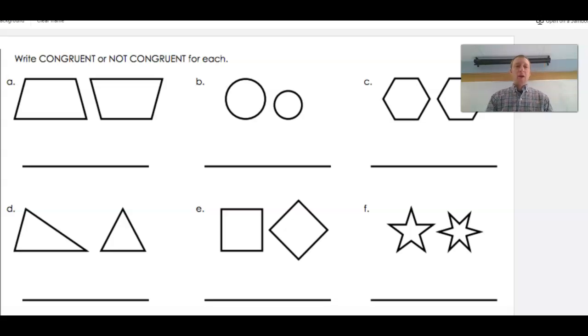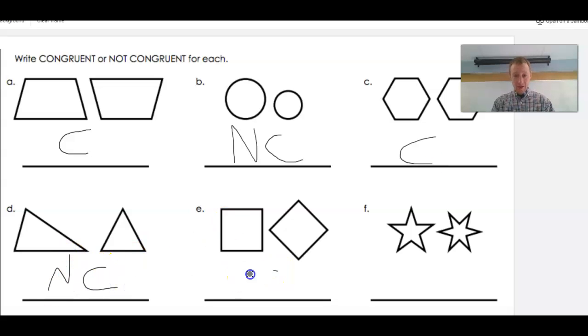All right, and then go ahead, pause the video again. A, B, C, D, and C, D, E, and F. Are they congruent or not congruent? Go ahead, pause the video, and then unpause it, and let's see how you did. All right, so let's see. These are congruent. These are not congruent. These are congruent. These are not congruent. These actually are congruent. If we were to flip this one and move it a little bit, you'd find that it actually is exactly the same. And then these are not congruent.